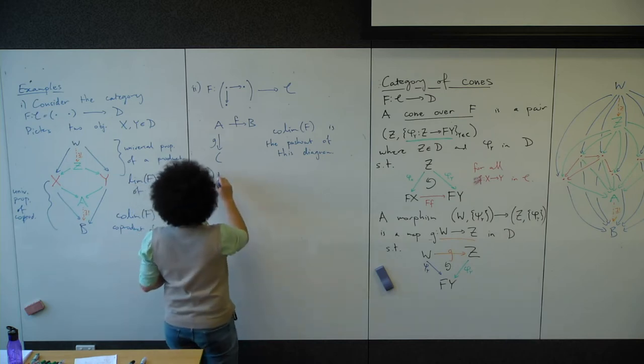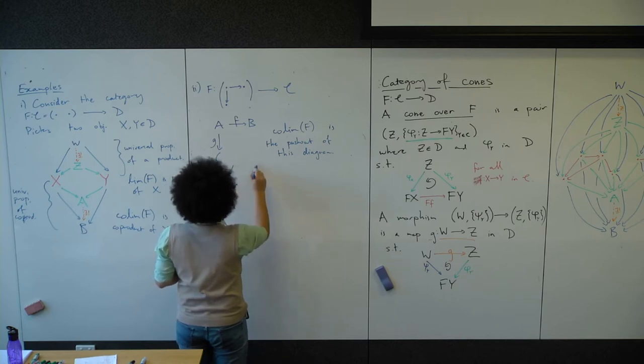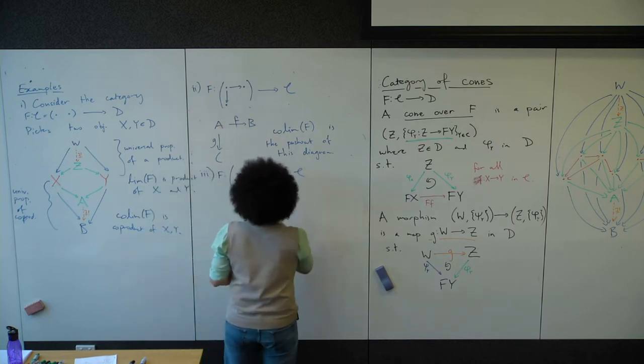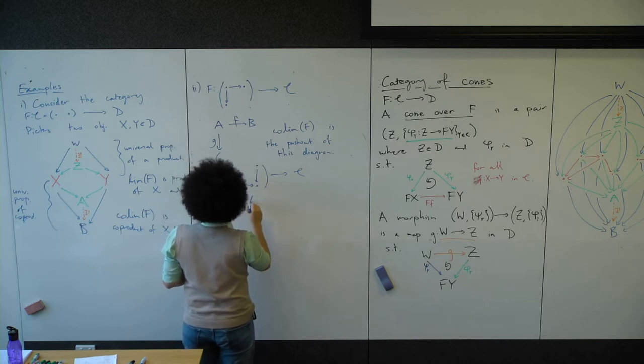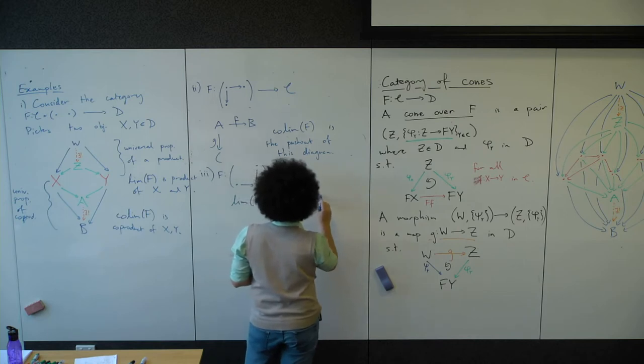Similarly, if we have a map from the dual category, where we've turned these arrows around, the limit of F is a pullback.